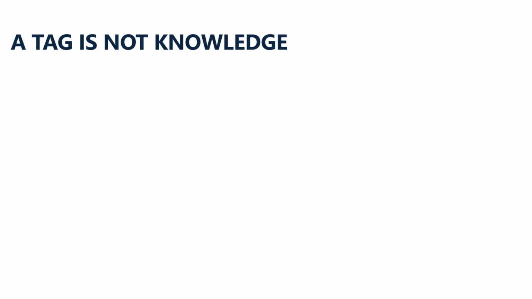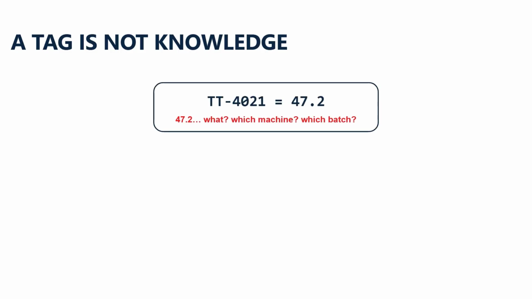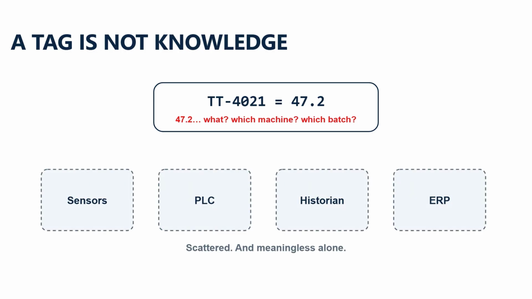TT402 1 equals 47.2. What? Degrees? Which machine? Which batch? On its own, it is a value, not knowledge. And there are actually two problems hiding here. One, the data is scattered. Sensors, the PLC, the historian, the database that archives your process readings, the ERP, each in its own format, its own island. Two, even if you gather it, a number still does not carry its meaning. Access and meaning, you need both, and raw plant data gives you neither.